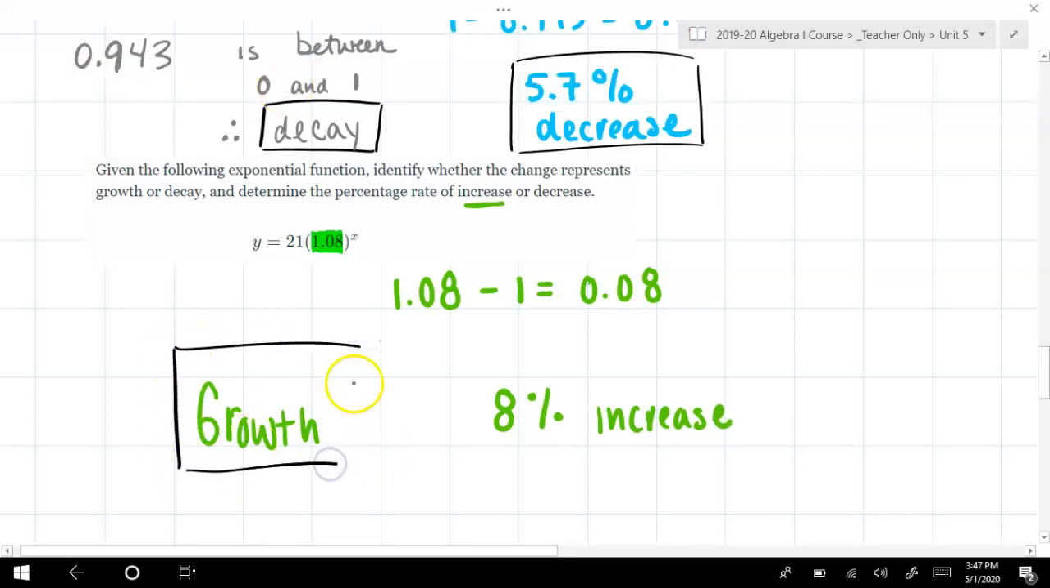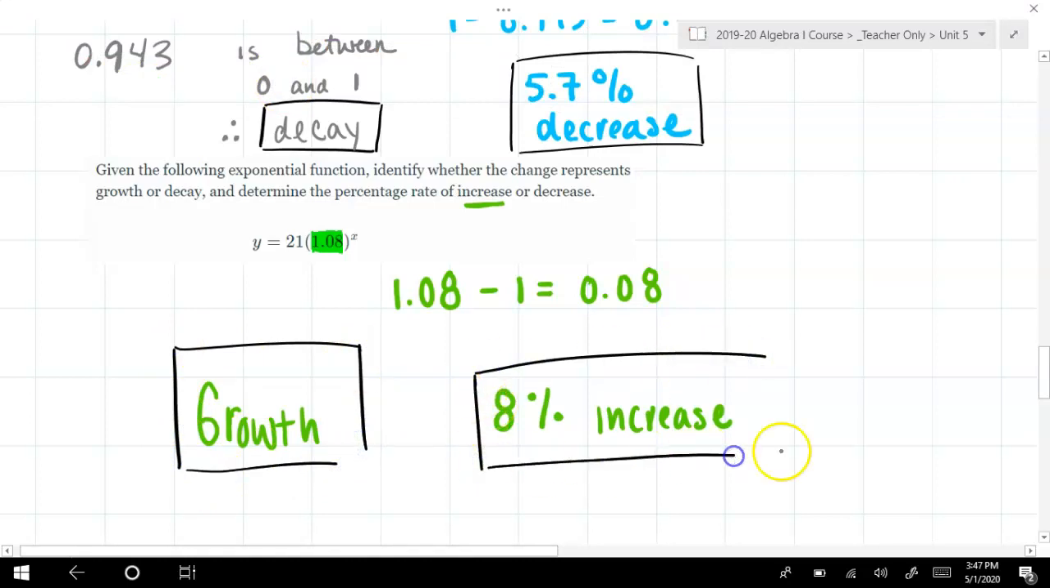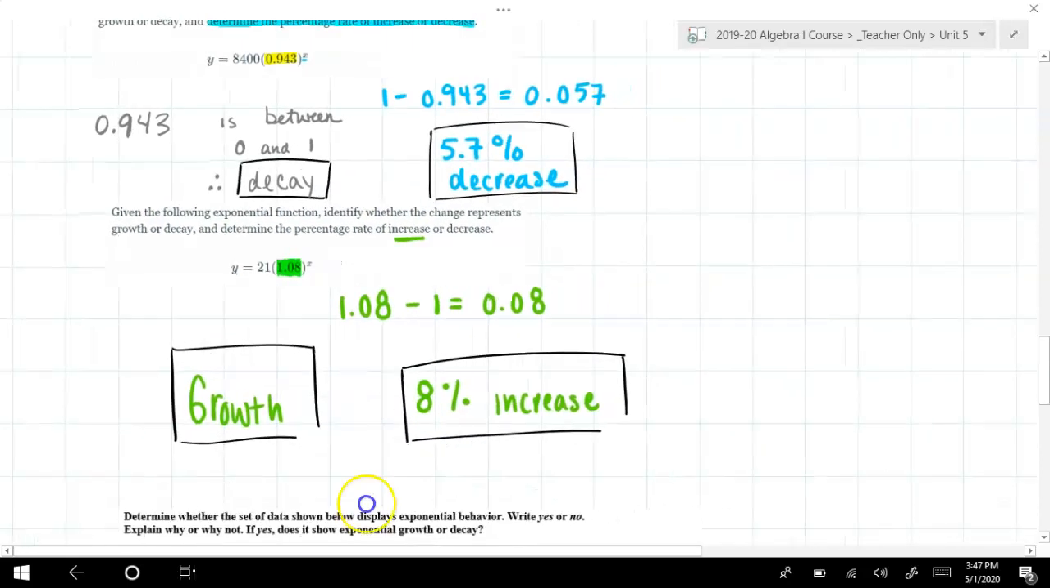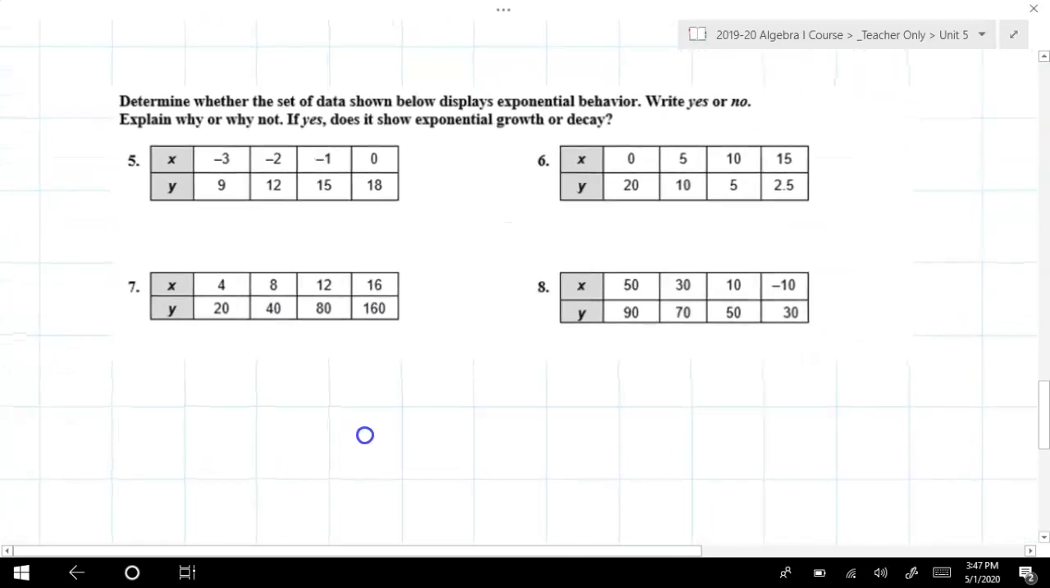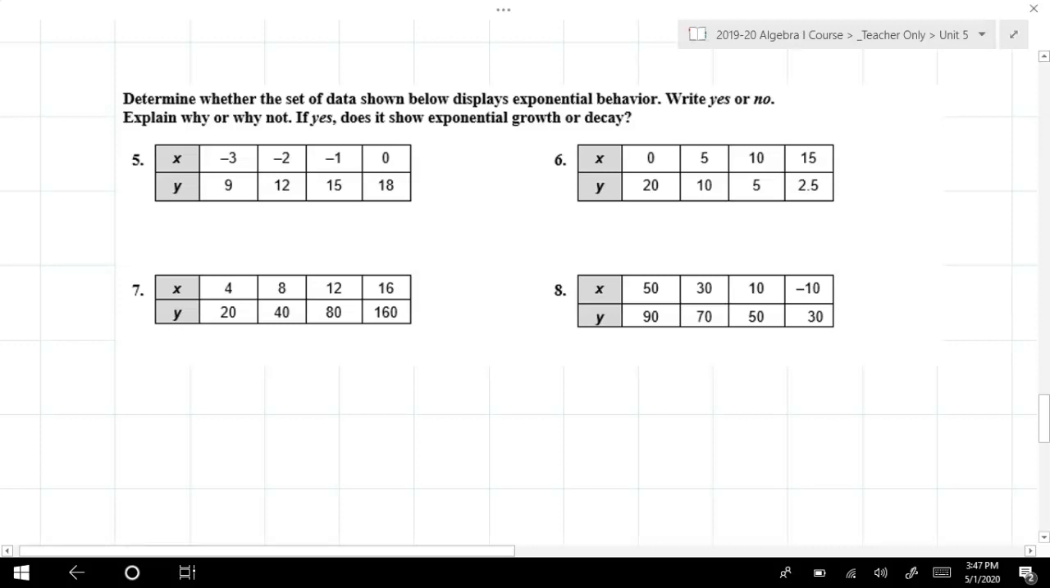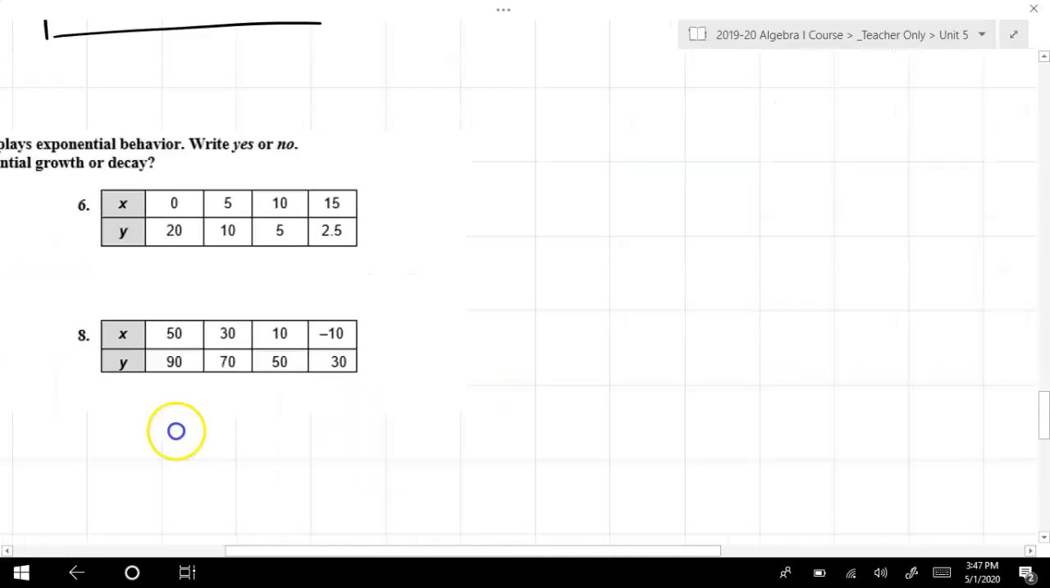The base of the exponent determines growth and decay, and the percent increase or decrease. The rate of increase, which is the rate of growth, or the rate of decrease, which is the rate of decay. Determine whether the set of data shown displays exponential behavior. Write yes or no, explain why or why not.